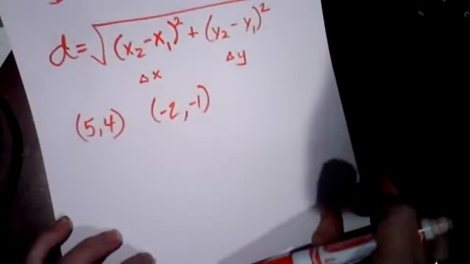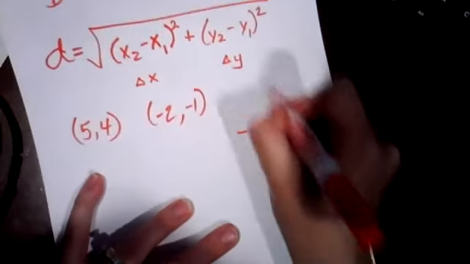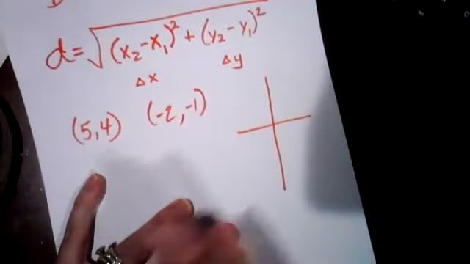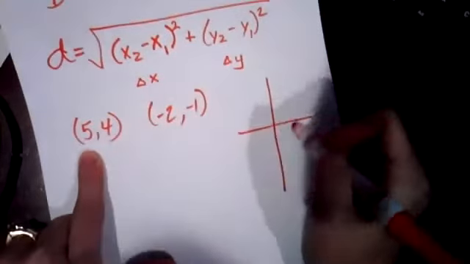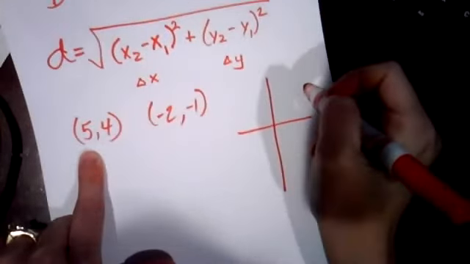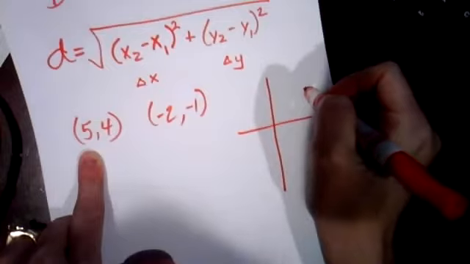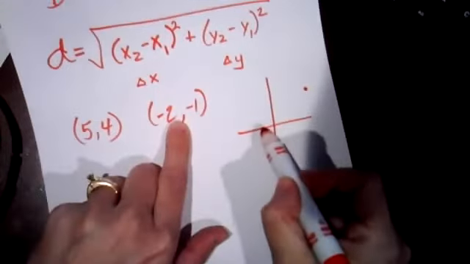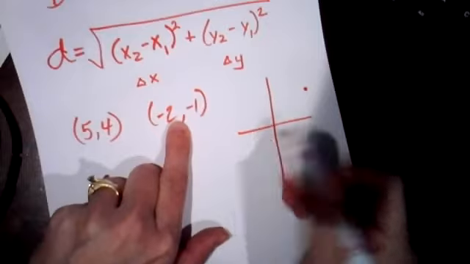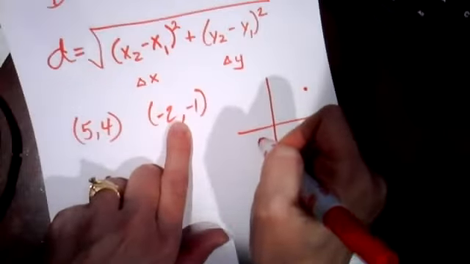Okay, so there's our formula, the distance between these 2 points. Let's just look at a graph. You do not have to graph these at all. But let's say 5, 4, that would be over 5, up 4. The point would be about there. And this would be over 2, down 1, and the point would be here.